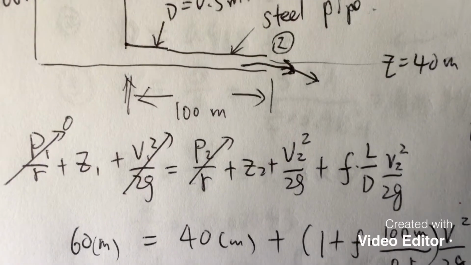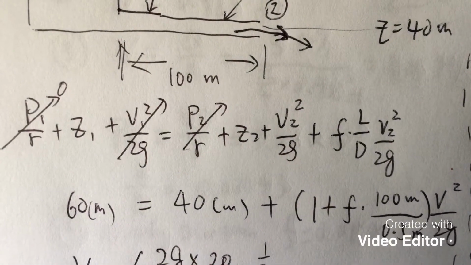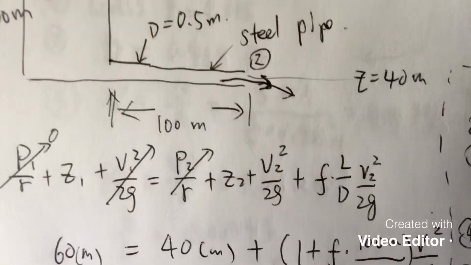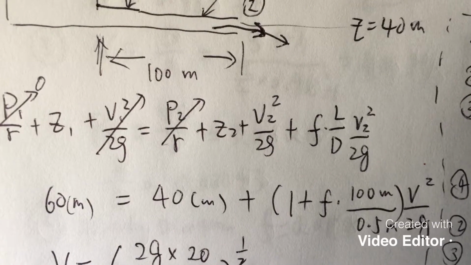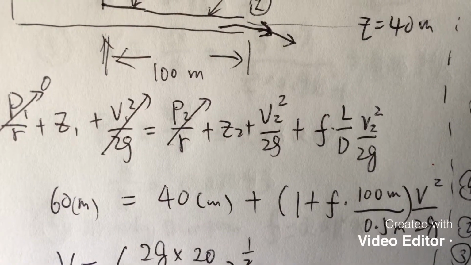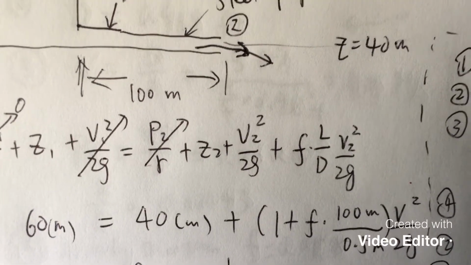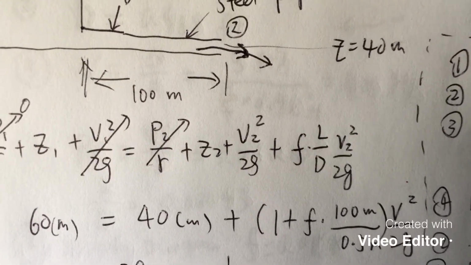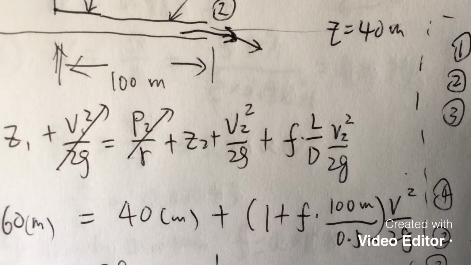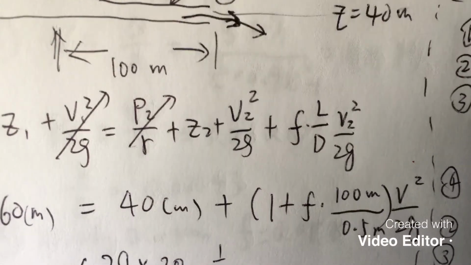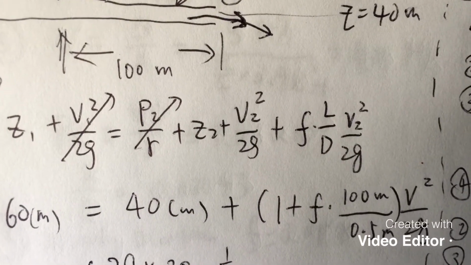Okay, let's simplify it. P1, P2 is 0, open to surface. V1 is 0 on the top of surface and no velocity. So the head equals 40 meter plus, okay, Z2 is 40 meter, right? V2, we don't know, right? We are going to find out V2, okay? So let's use V to represent V2. There's only one V here, so we don't need to write V2, just say V.